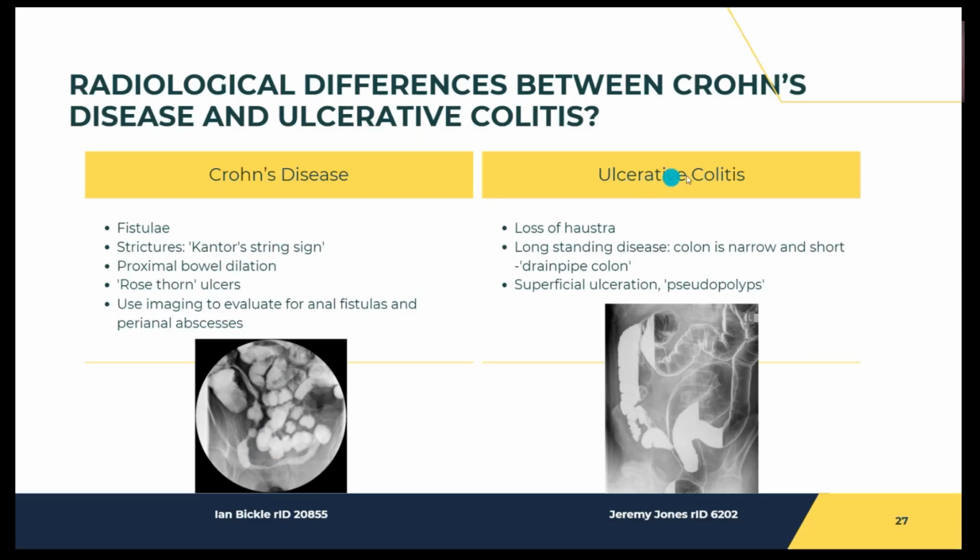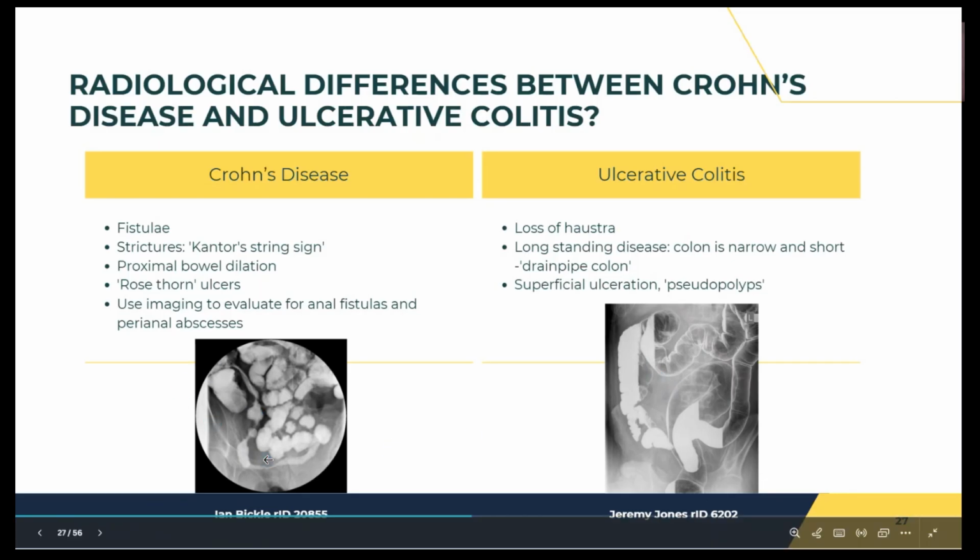And then in UC, you can get loss of haustra. You can get long-standing disease. So the colon is narrow and short, which is known as drain pipe colon, lead pipe colon. And then you can have superficial ulcerations and also pseudopolyps as well. So this is a picture of a patient with UC. This is just a sign of a Kantor's string sign over here. And then we also can use imaging to evaluate for anal fistulas and perineal abscesses.